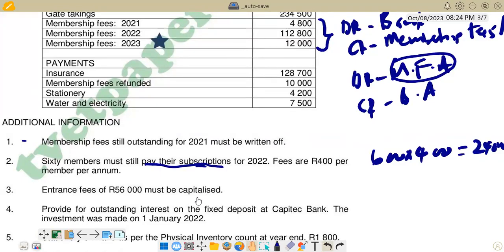So what does it mean when you're capitalizing this income? Entrance fees is income. When you're capitalizing income, we are saying this amount of 56,000, we are transferring it to be a current asset. It's now going to be an asset, so it's going to be entered in the statement of financial position or balance sheet as a current asset. So 56,000, we are going to subtract it from the figure that we have for entrance fees in the table.